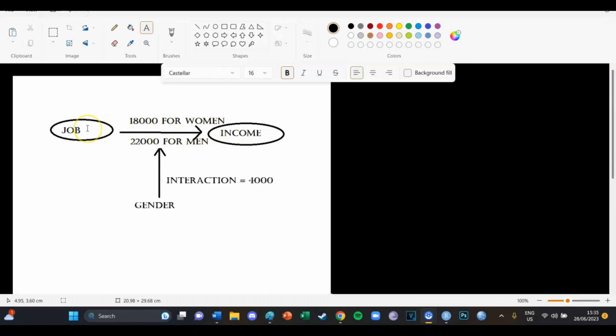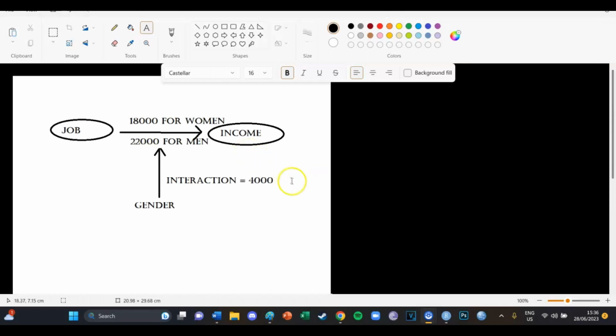So if your job tier increases, then your income also increases. And for women, this effect was 18,000, but we found out that the interaction variable was 4,000, so that means that the main effect from independent to dependent is 22,000 for men, because it's 18,000 plus the 4,000, which is 22,000 for men. If you want to know how we got to these answers, then please rewatch episode 23 because it explains everything.